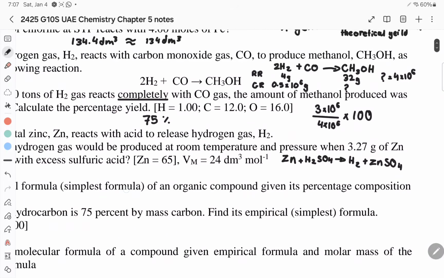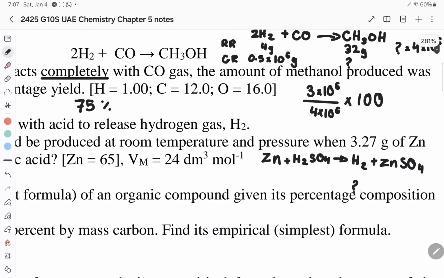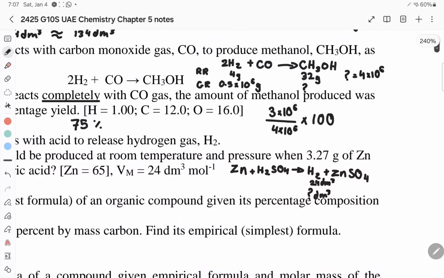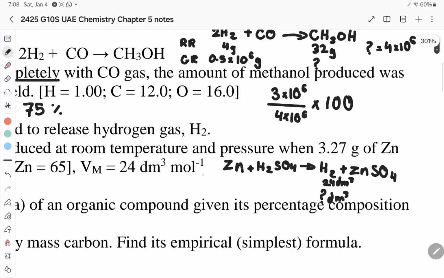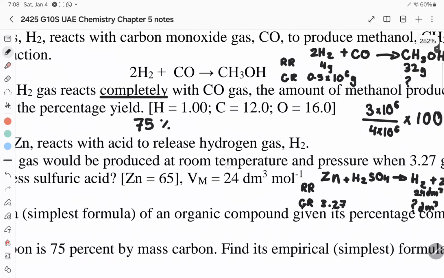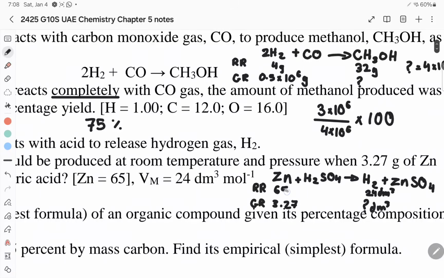So what volume of hydrogen gas would be produced? So you need to know how many decimeters cubed would be produced at RTP. So we need to multiply the coefficient here by RTP, which is 24, but the coefficient is 1, so we don't multiply by anything. When 3.27 grams of Zn, so 3.27 grams is our given mass of Zn was used with excess sulfuric acid, and they told us Zn has a molar mass of 65, so here it's 65.